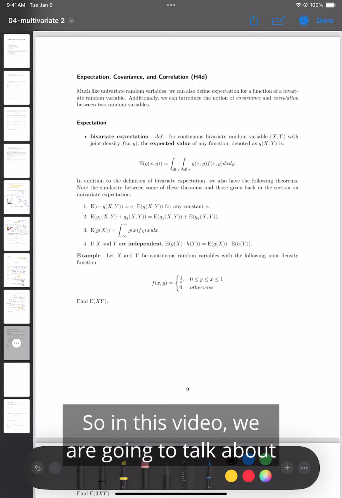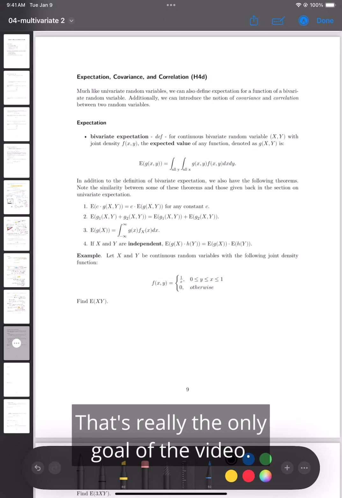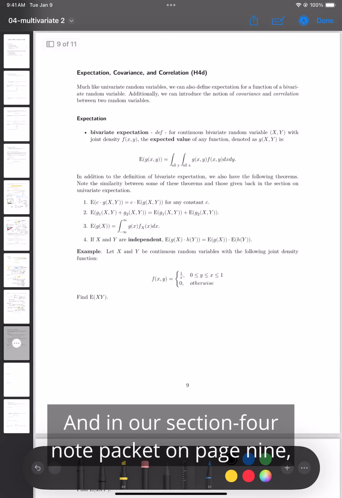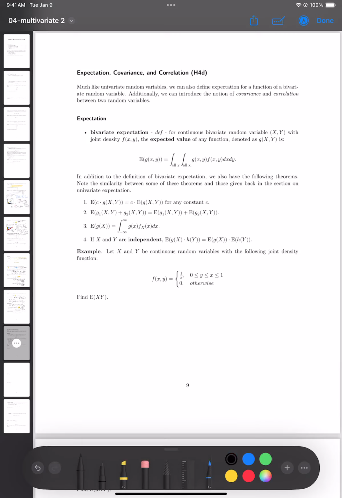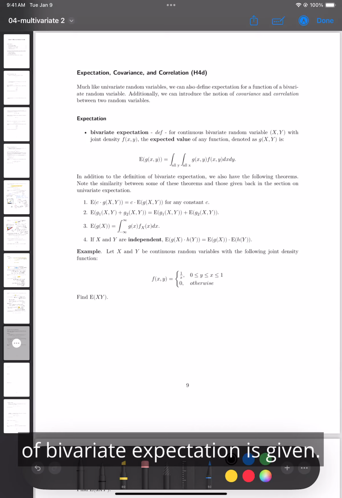Hello everyone. In this video, we are going to talk about what exactly a bivariate expectation is. That's really the only goal of the video. I'm in our section 4 note packet on page 9, and right away, the definition of bivariate expectation is given.